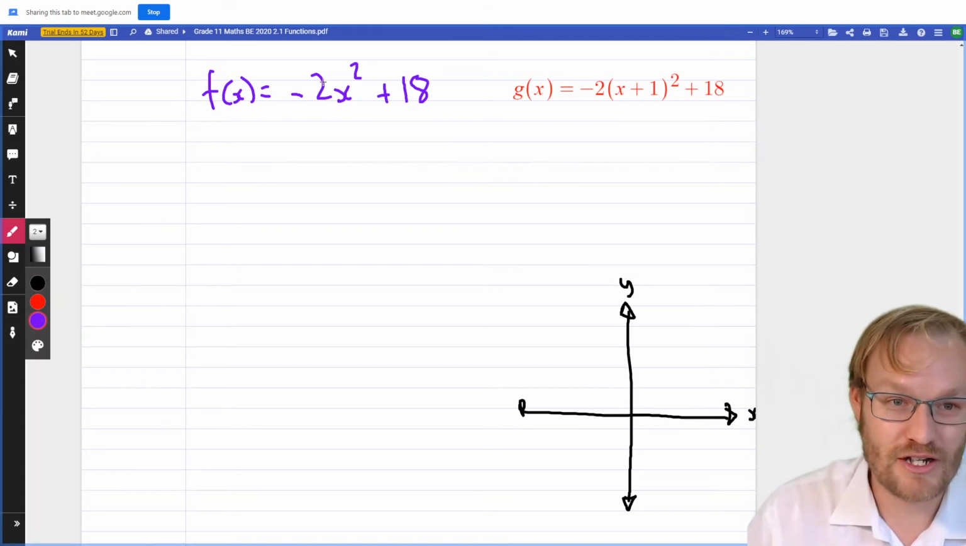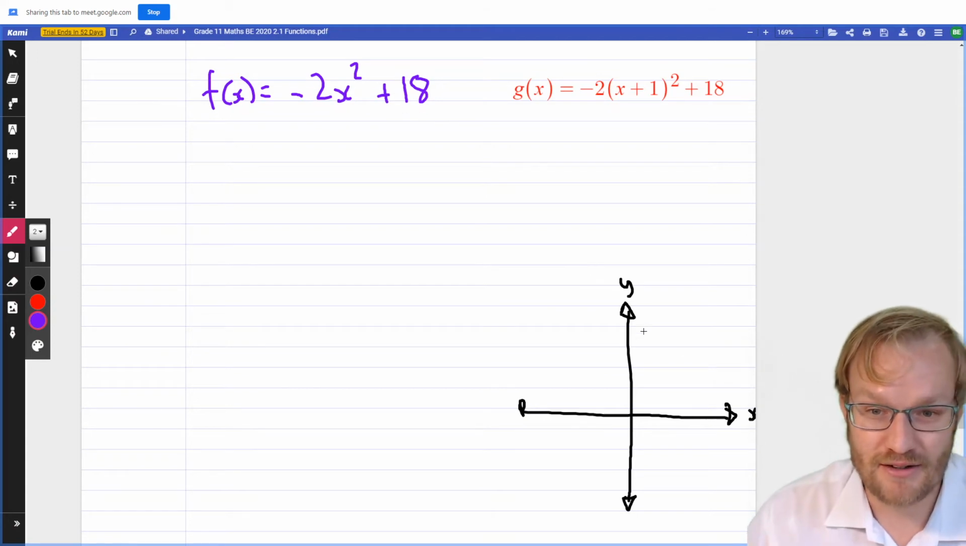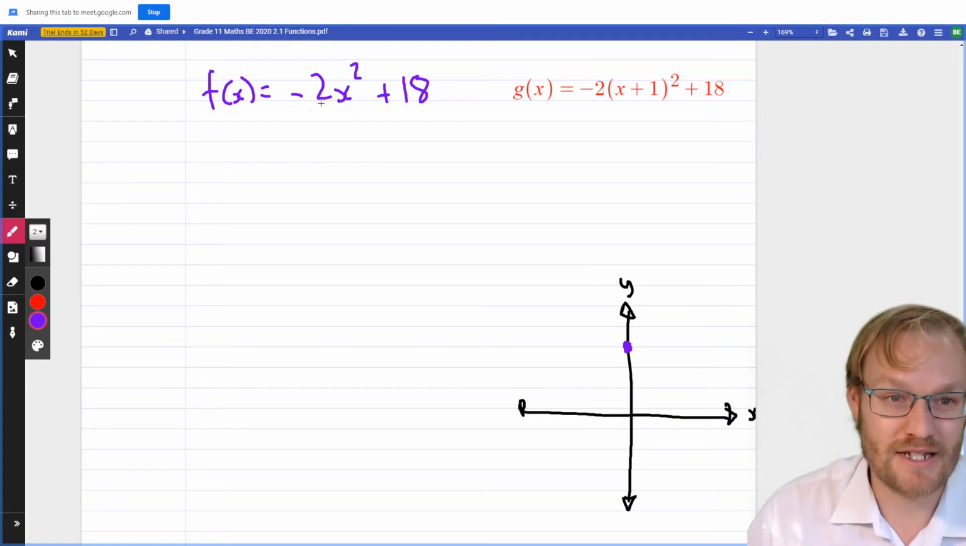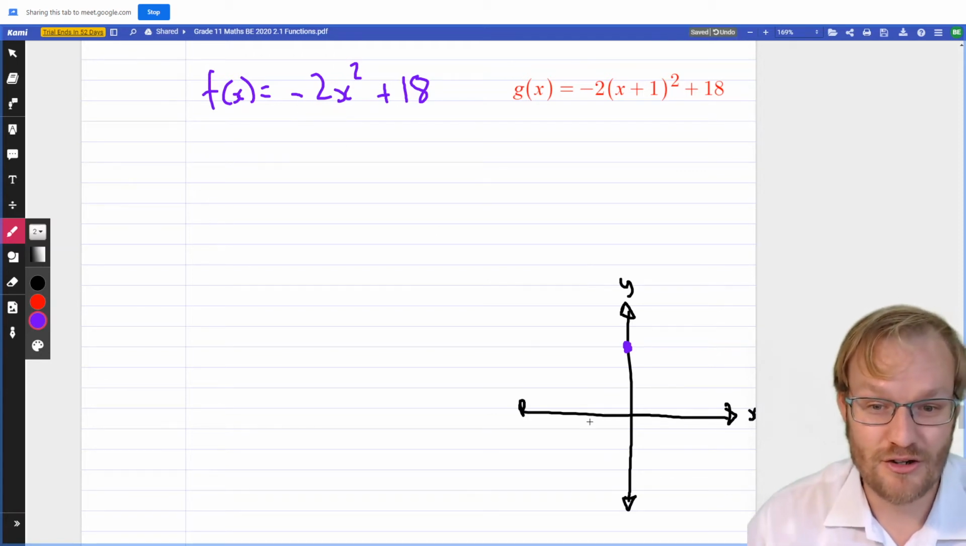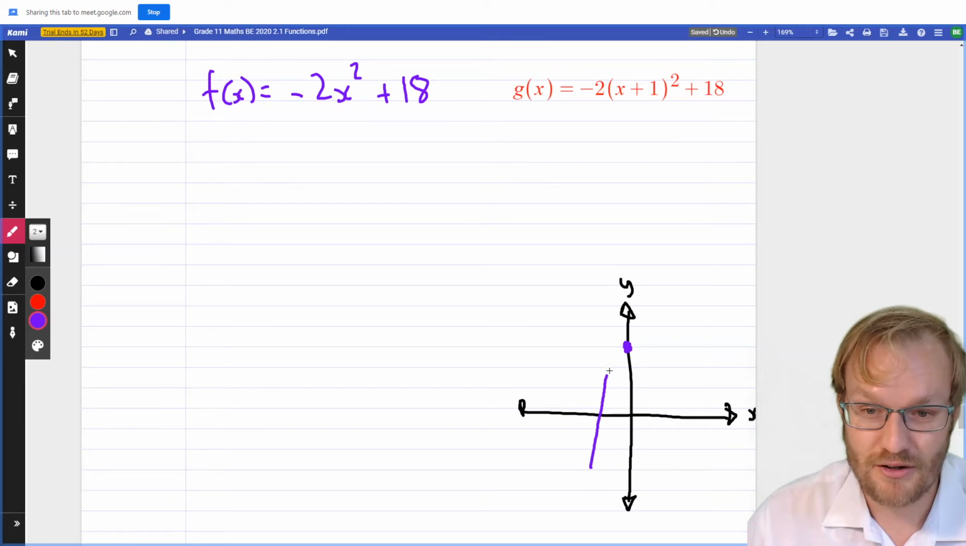So let's concentrate on f of x and what it looks like. We know that its y-intercept is at positive 18. We know that it's up here. And we know that it's a sad parabola because it's negative 2. So already know that it's going to look like that.